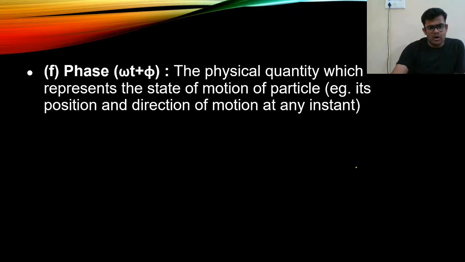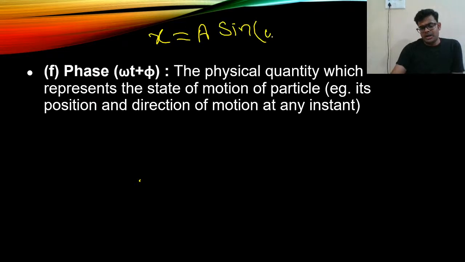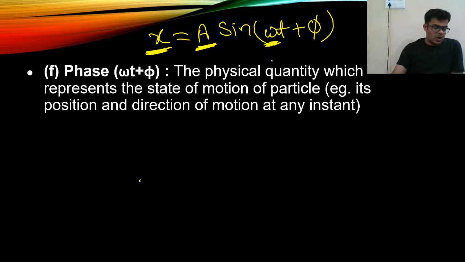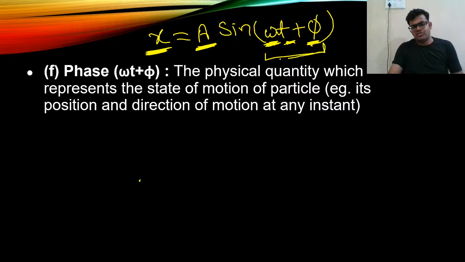Next slide, I am talking about the phase. What is phase? We know x is equal to a sine omega t plus phi. This first term is called displacement. X is displacement, A is amplitude, omega is called angular frequency, t is time at any instant, and phi is called initial phase or phase constant. And this entire term, omega t plus phi, is called phase.